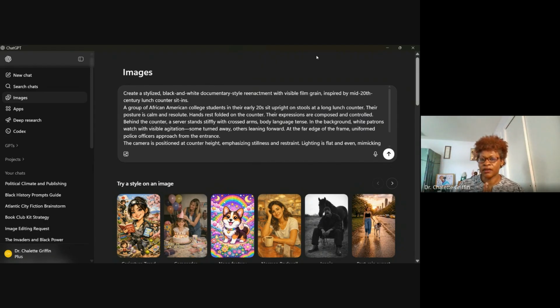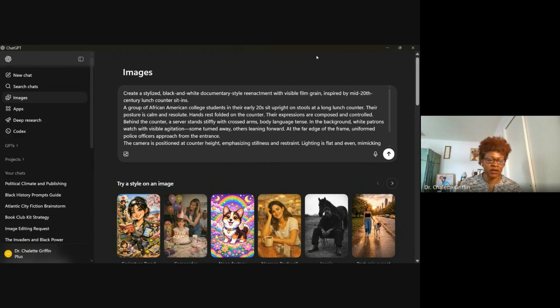The group of college students are sitting upright on stools. Again, this is the action that we're telling ChatGPT. These African American students are going to be sitting upright on stools at the lunch counter, and that falls into the action part of our framework. Their posture is calm and resolute. So now, what is the subject doing? The African American students, their posture is calm, they're resolute.